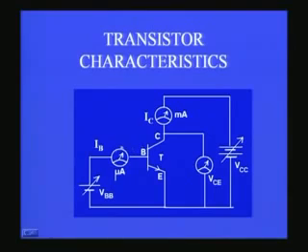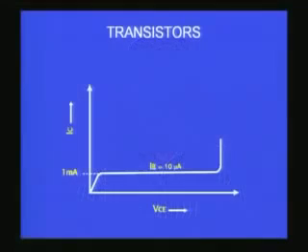So just by keeping IB constant, you vary the VCC voltage from 0 to some fixed value, for example 10 volts or 15 volts in steps of 0.5 volts, and record for every step what the collector current IC is, and plot a graph between VCE and IC. That is what I want to show you in the next graph.